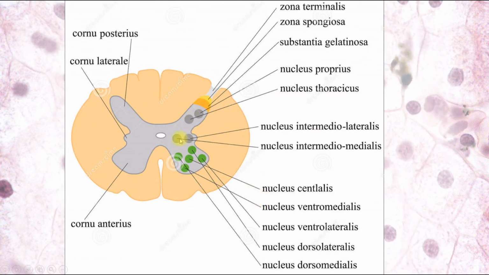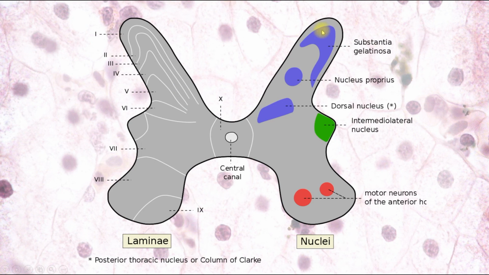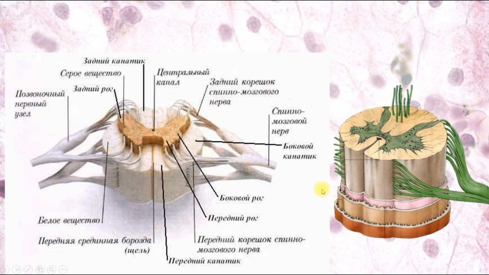Here we can see different nuclei. They are formed by perikaryons of neurons of the spinal cord. Here we can see them. And they also may be found on histological sections. And white matter contains bundles of axons and dendrites. Their axons, for example from anterior horns, exit from anterior horns via anterior roots, and they are going to different muscles, to different glands of our body.